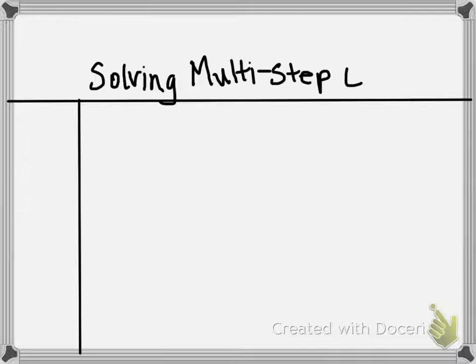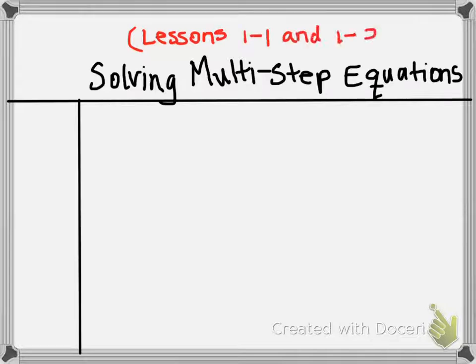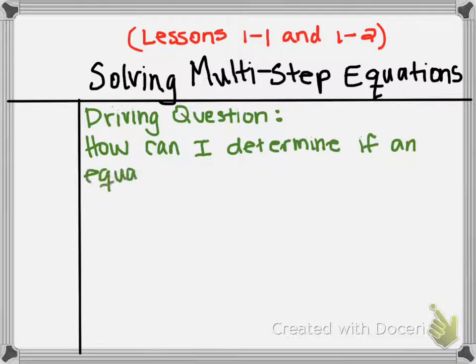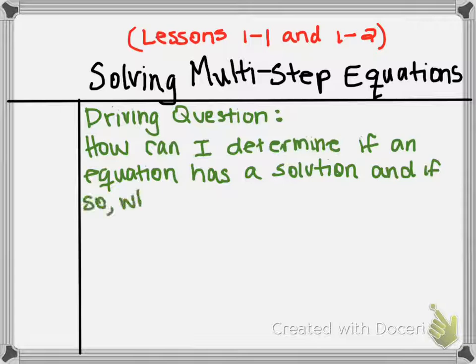The title of this lesson is Solving Multi-Step Equations, and this is going to be in the first subject of your 3-subject notebook, covering lessons 1-1 and 1-2. We're going to start each of these lessons with a driving question. So this time our driving question is, how can I determine if an equation has a solution? There are going to be some times where there's no solution or something called an identity. And if so, what that solution is.